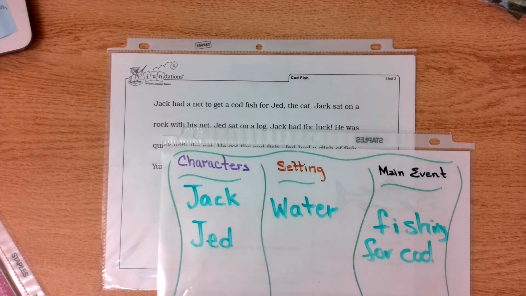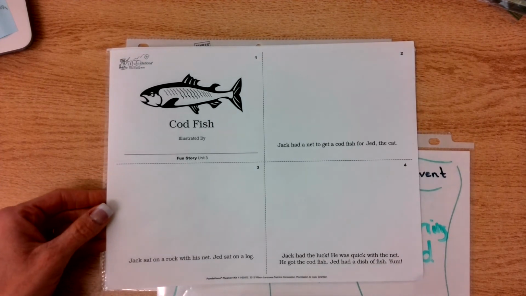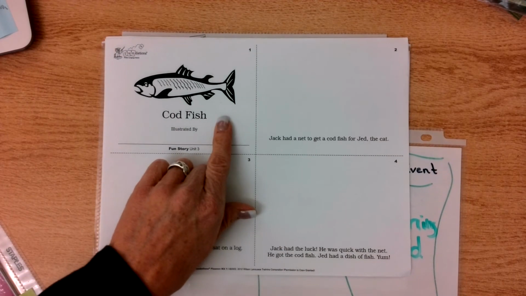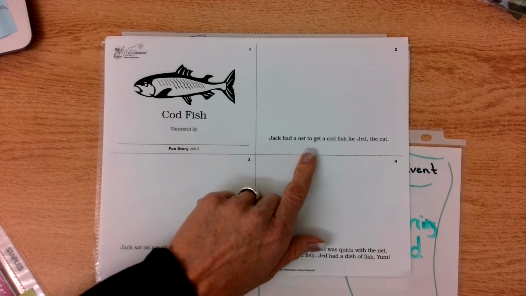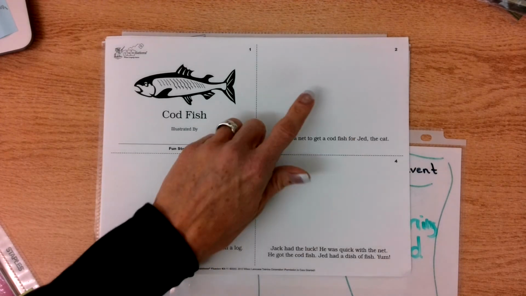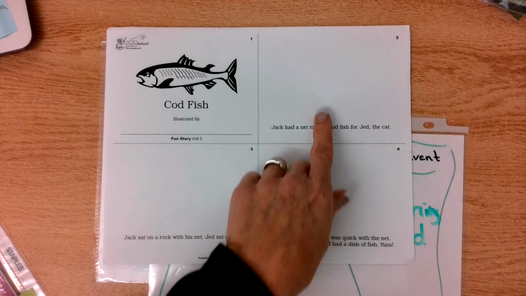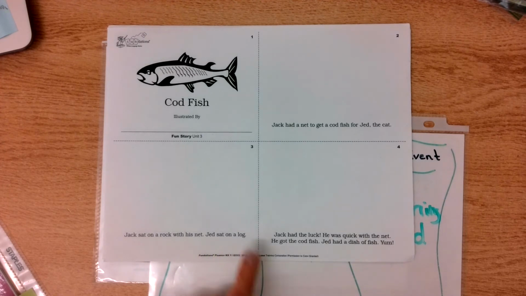So I want you to take this story. It's the same story. It's just it's on pages. And this says Codfish. And this is the first page is the cover page, or the title. The second page starts the story. Jack had a net to get a codfish for Jed the cat. So I want you to draw me a picture of Jack getting a codfish for Jed the cat. Okay? Or just draw me a picture of Jed and Jack. Because on the next page it says Jack sat on a rock with his net. Jed sat on a log.